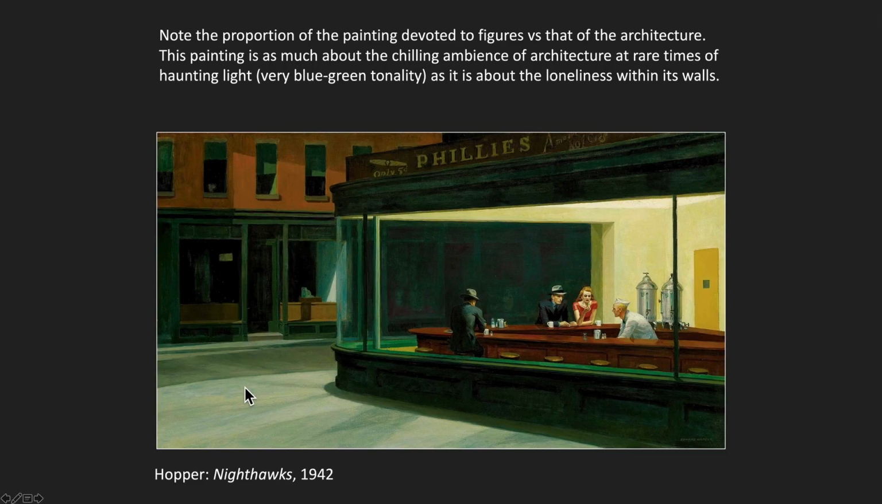We've looked at this painting as well, Hopper's Nighthawks in 1942. And what I would like for you to look at, which we haven't looked at before, is the percentage of the overall painting that's devoted to the people versus how much of it is devoted to the architecture. And what this painting is all about, besides the kind of loneliness that he's depicting here, and he does that with these axes, is he's also showing you this kind of chilling atmosphere that happens in rare times of day when the light is really haunting.